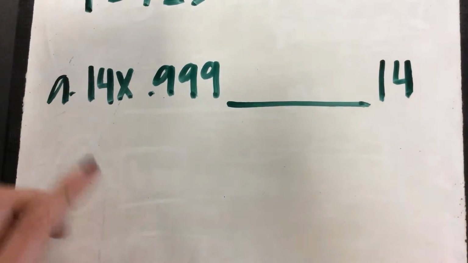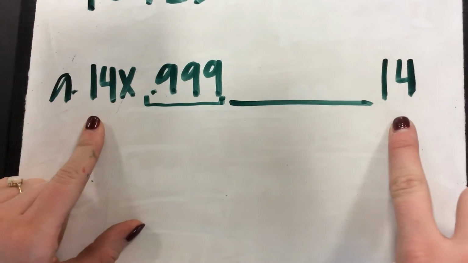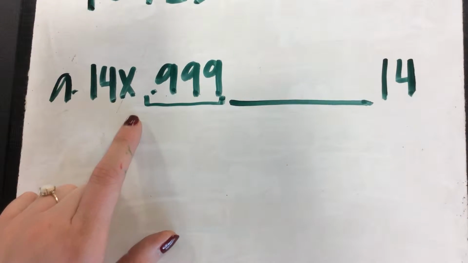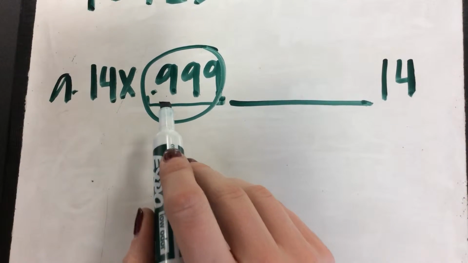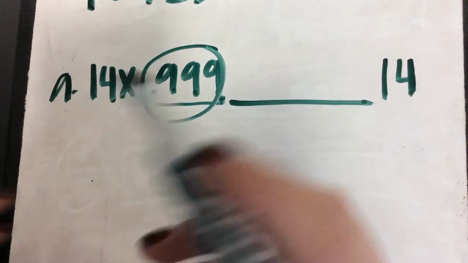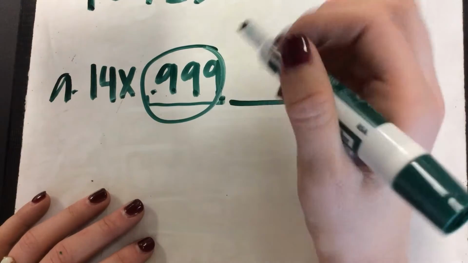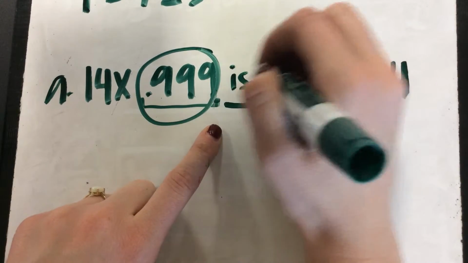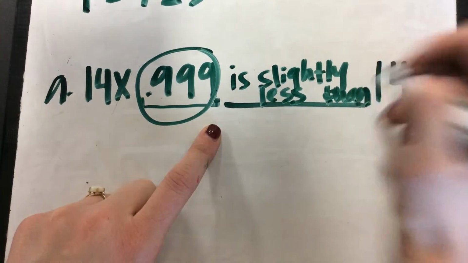Okay, so first we look at our scaling factor. This is our first factor, and it's going to give us a product that's either bigger than or less than 14, and that's what we're deciding. So we have to think, is this number greater than, equal to, or less than 1? It's less than 1 because it's a decimal, but it's so close to being 1. So if we multiply it times this, it'll still be smaller, but only slightly less than. So this will be 14 times 999 thousandths is slightly less than 14.